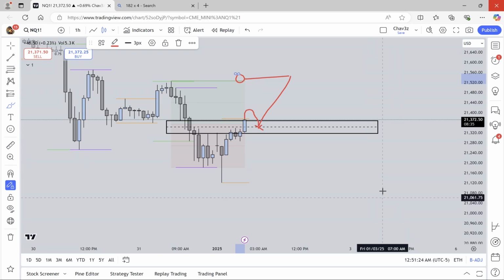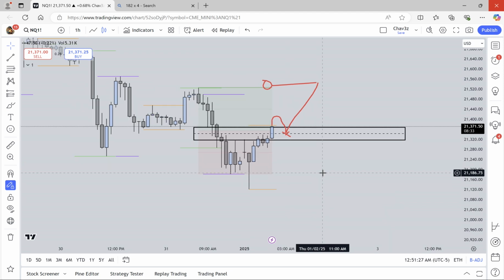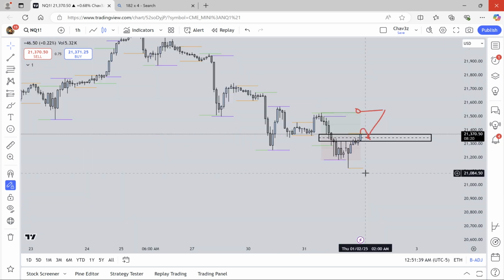Just reading the chat. So tomorrow, what am I looking for? I'm still looking for how price trades around equilibrium. We're at EQ right now. This is a very pivotal moment. Why is it a very pivotal moment?